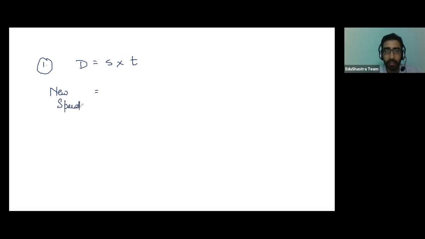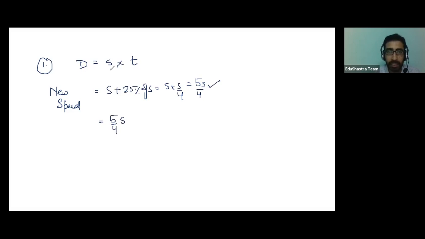New speed is nothing but initial speed plus 25% of initial speed. So s plus 25% of s. 25% is, of course, 25 by 100, or you may directly remember 25% as 1 by 4. S plus s by 4 is my new speed, which is 5s by 4.